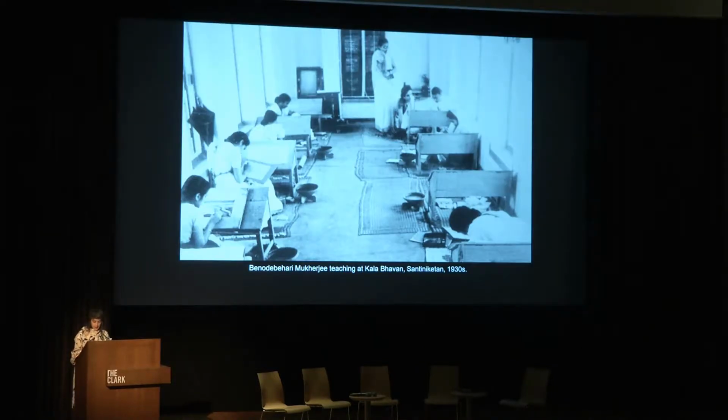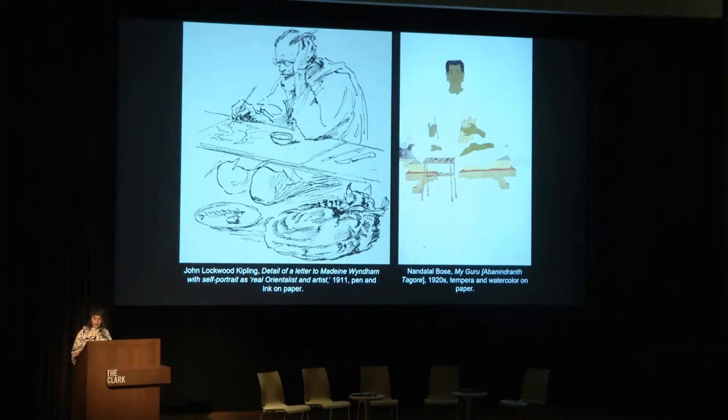Rejecting academic painting and sculpture taught in colonial art schools, teachers and students at Kala Bhavan looked to nature as a guide, celebrated Adivasi or indigenous culture, renewed crafts traditions, and emulated East Asian models of writing and painting. Hence, this painting of Abanindranath Tagore, Rabindranath's nephew and leader of the Bengal School of Art, by Nandalal Bose, you see that painting on the right.